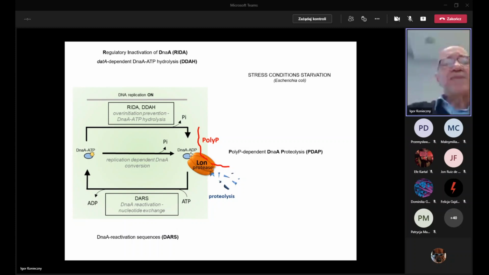Okay, but on top of this is something which is very important. It's proteolysis. We found that Lon protease has an affinity for DnaA protein in ADP form and can degrade it in the cells, but only in the presence of poly-P. Polyphosphates are synthesized in cells during stress. So you can imagine that if stress is applied to bacterial cells, then poly-P is synthesized. The poly-P forms specific granules, and then DnaA and Lon interact with this poly-P scaffold, and DnaA in ADP form is degraded.